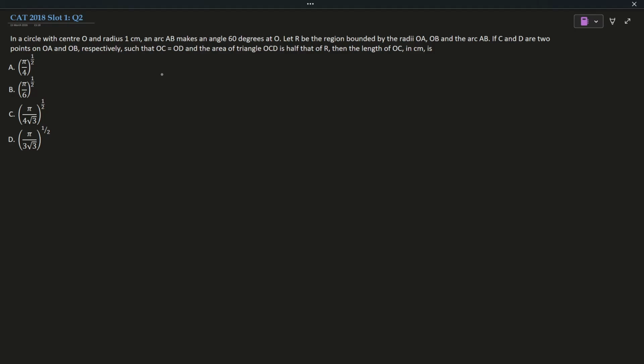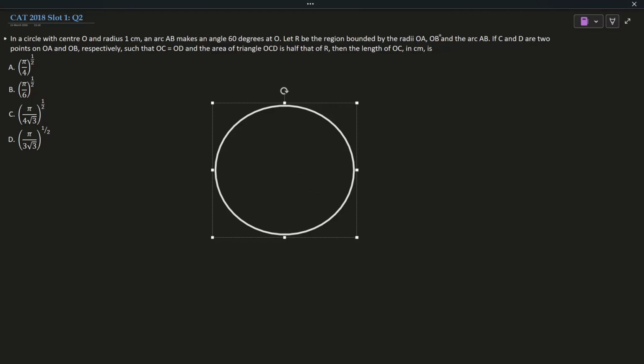In a circle with center O and radius 1 centimeter, arc AB makes an angle of 60 degrees at the center. Okay, let me first draw the circle. We have a circle. This is the center. Let's say this is the center. Point A and point B. This angle is given as 60 degrees.